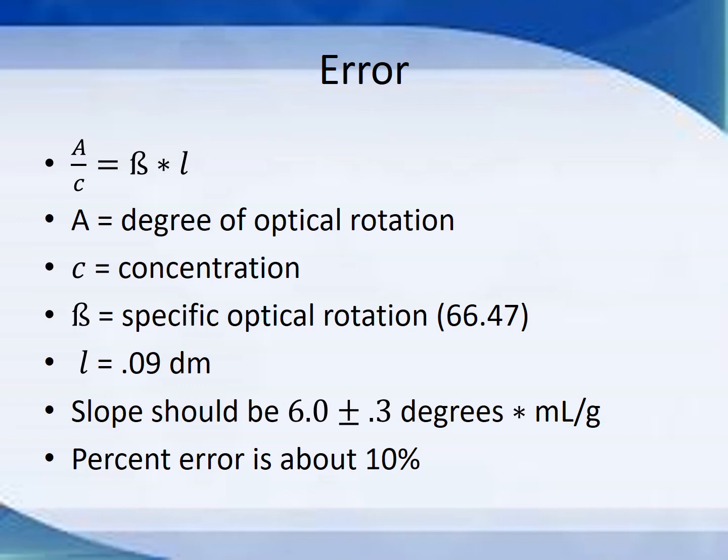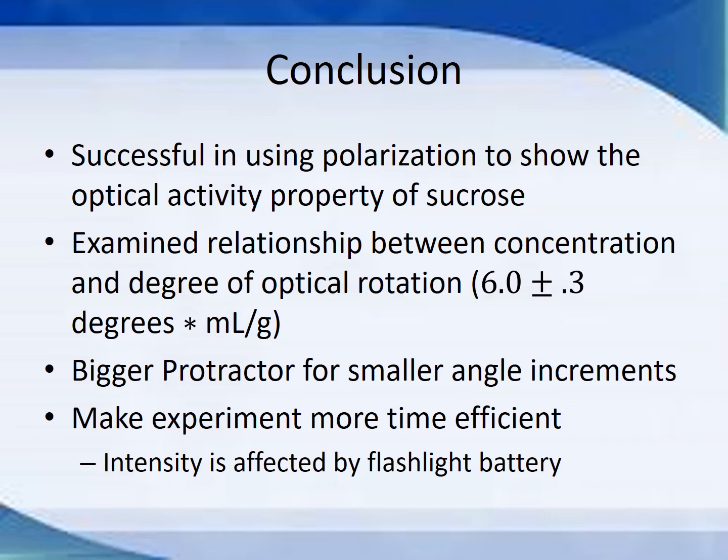And so by using this formula, the expected slope should actually be 6 plus or minus 0.3 degrees times milliliters over grams. And so that means our percent error is about 10%. What this means is we're kind of actually successful in using polarization to show the optical activity property of sucrose.